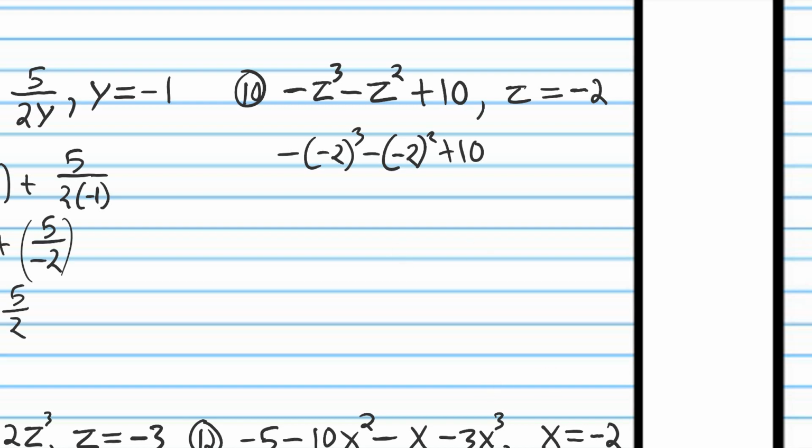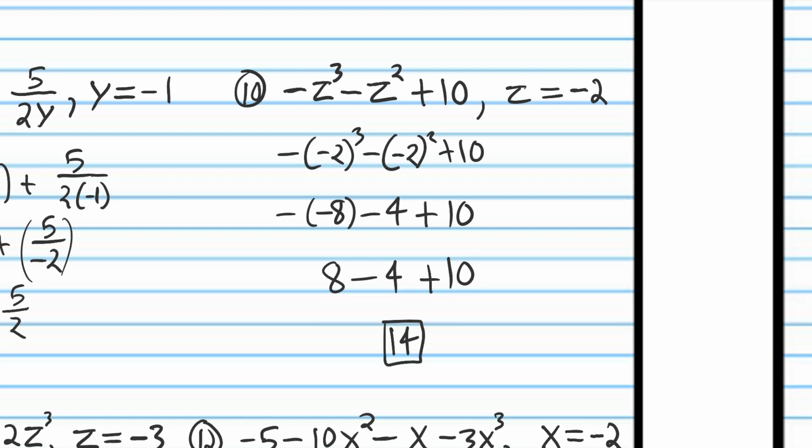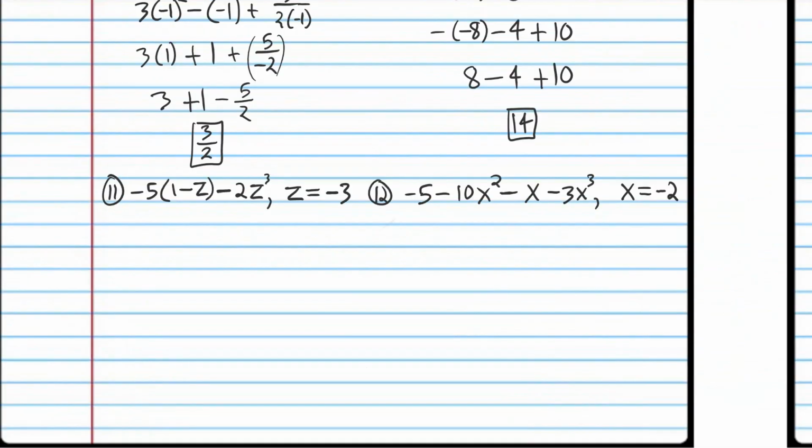So -2, this negative is just going to hang out there. -2 to the 3rd power is -8. And again, this negative is going to hang out too. -2 to the 2nd power is +4. And so a double negative becomes a positive. 8 minus 4 is 4. 4 plus 10 is 14. So if you got 14, good job.